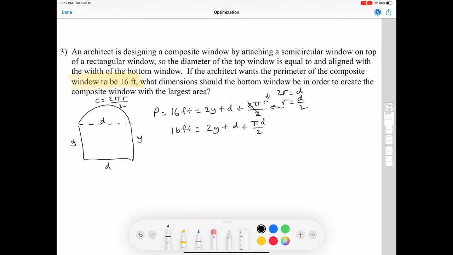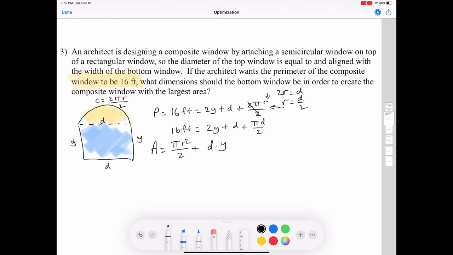Our next idea is the area. Our area equation, this is a circle up here, right? That's a circle, and this over here is a rectangle. So let's create an equation for that. Area of half a circle is pi r squared over 2. The rectangle is base times height, which is d times y. Now we have a lot of variables here, and we don't want so many variables.